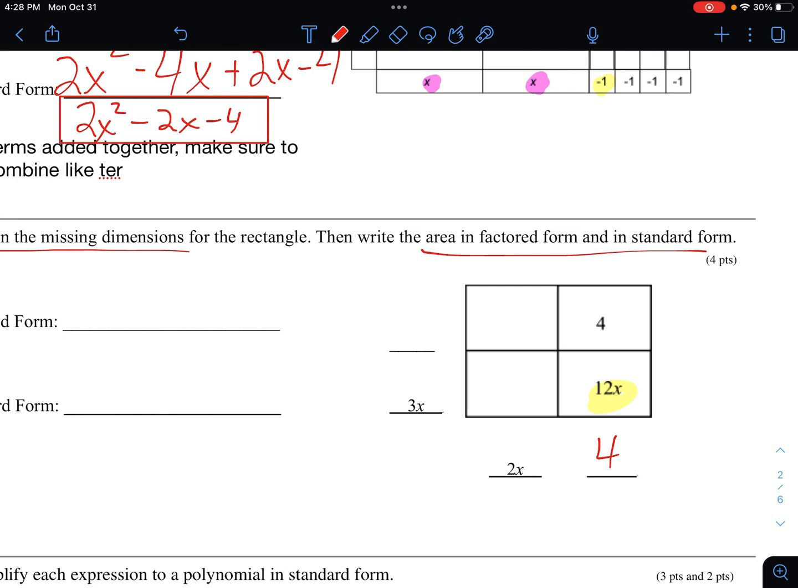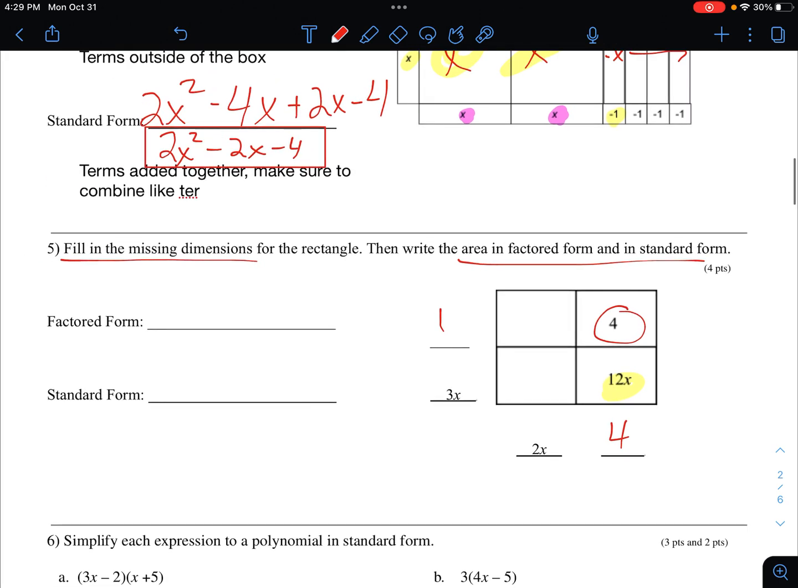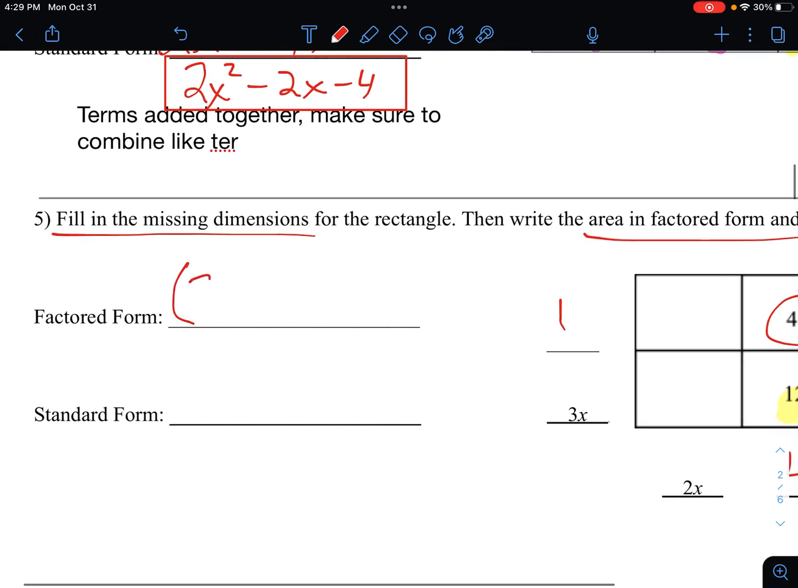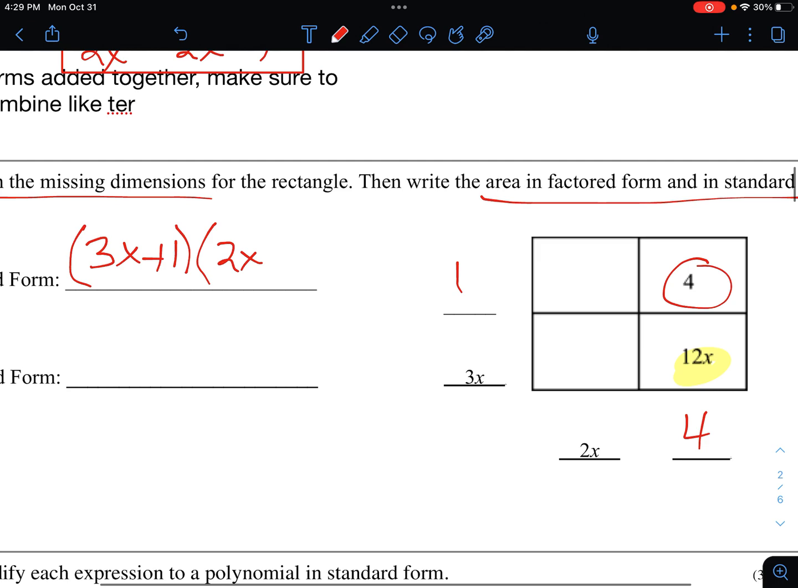And then I got to go up here. I got to say, okay, so what 2 things do I need to multiply to get 4? I'm doing 4 times something gives me 4. Well, that's 4 times 1. All right. So now I can write my factor form out over here if I would like. Right? So I have 3x plus 1 times 2x plus 4.